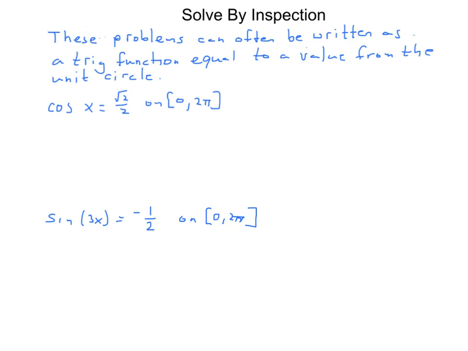So in this first one, we have the cosine of x equals square root 2 over 2. And I want to find all the solutions on the interval from 0 to 2 pi. So what I'd like you to do is pause the video, and I want you to identify every value for x that has a cosine of positive square root 2 over 2.